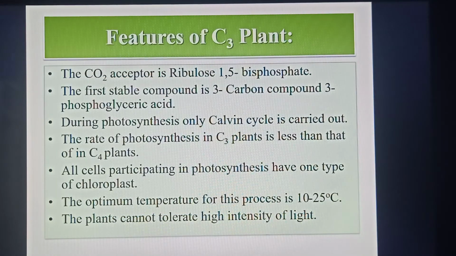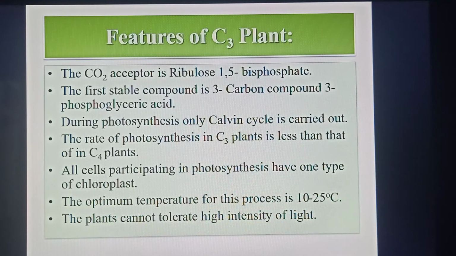Next, the features of the C3 plant. The carbon dioxide acceptor of the C3 plant is ribulose 1,5-bisphosphate. The first stable compound is the 3-carbon compound 3-phosphoglyceric acid. During photosynthesis only the Calvin cycle is carried out. Why is this line written here? Because the C4 plant follows both the C3 cycle and the C4 cycle, but the C3 plant follows only the C3 cycle. This is why it is written here that during photosynthesis, the C3 plant follows only the Calvin cycle.